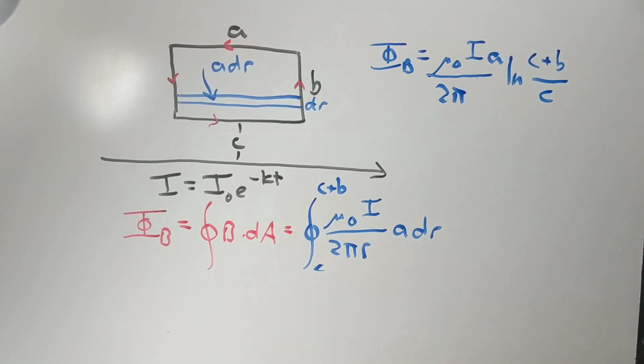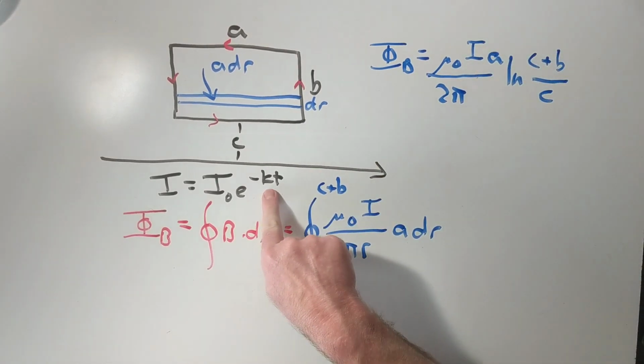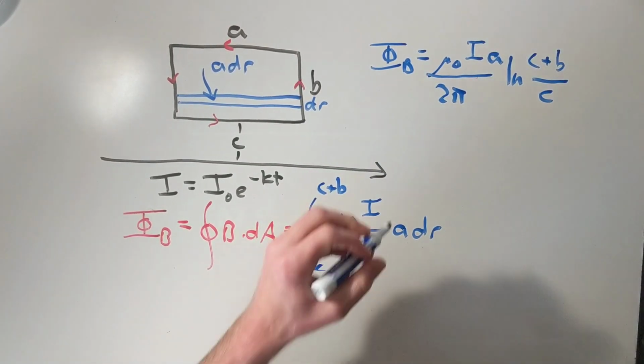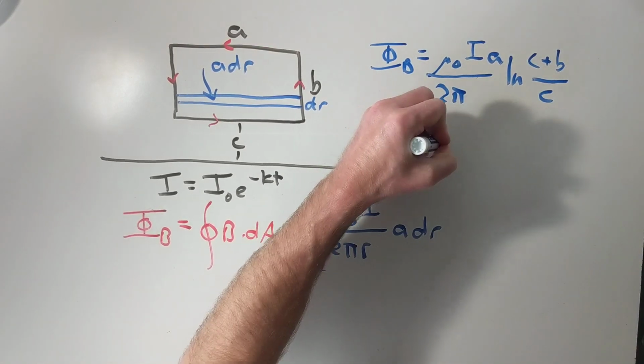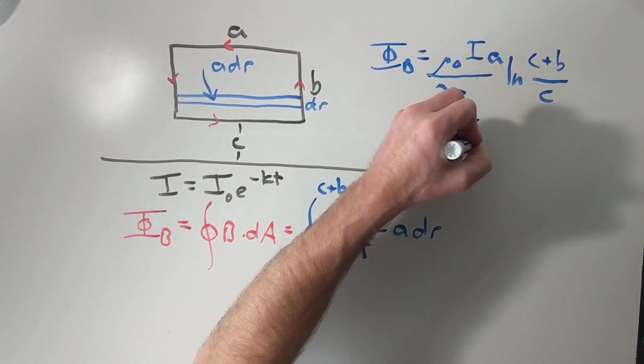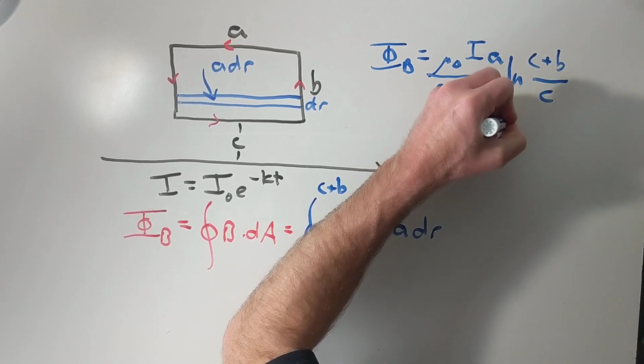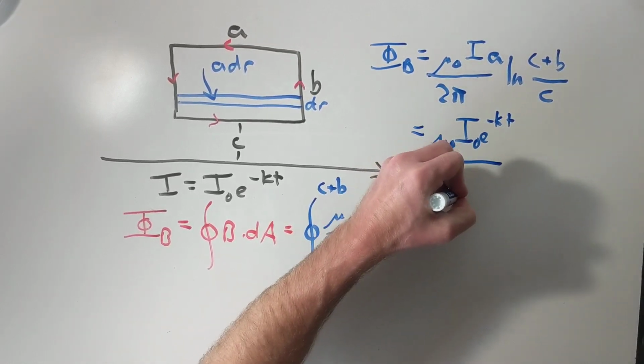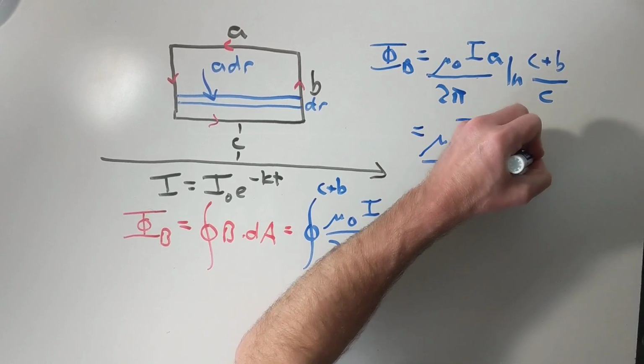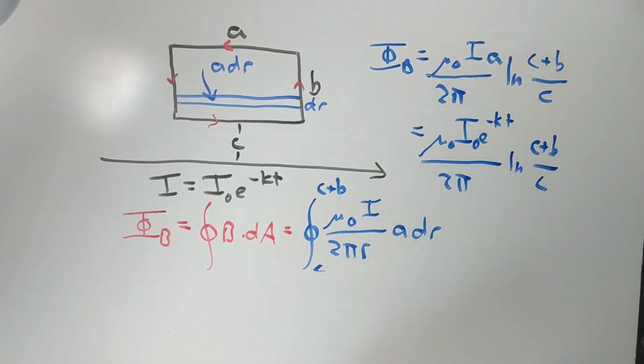So that is the flux. That's the flux that is generated through there. Now, the reality is, though, that there is a time dependence on this flux because I change with respect to time. So I'm going to put that in there next. So flux is really mu naught I naught e to the negative kt over 2 pi natural log of C plus B over C. So this is the flux that happens through that loop.